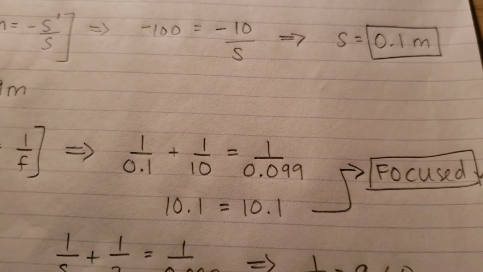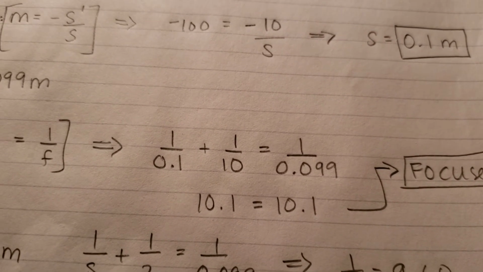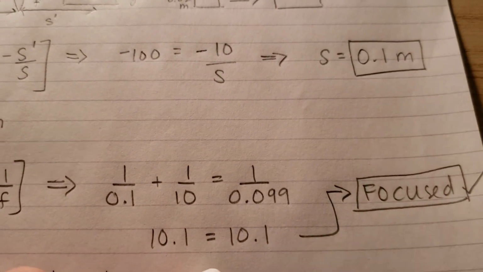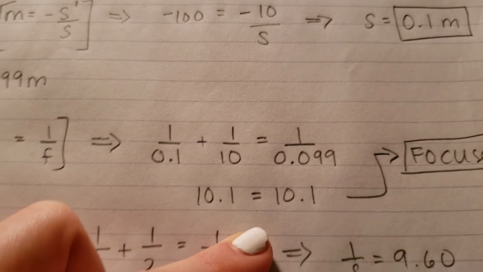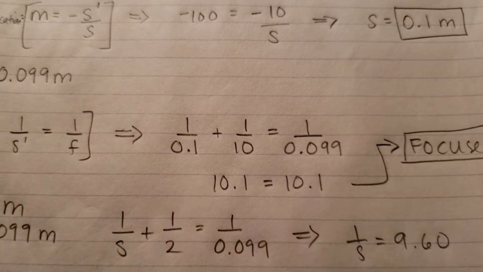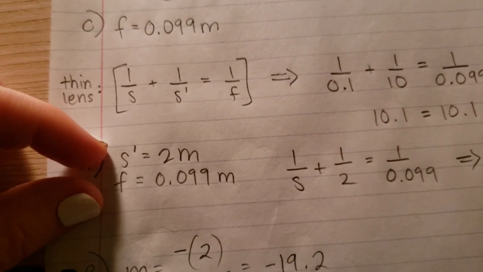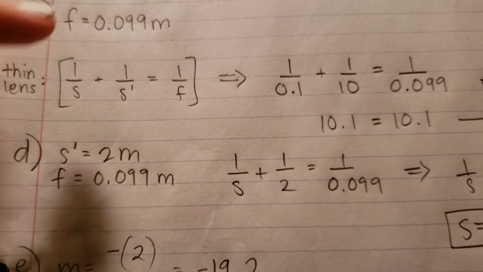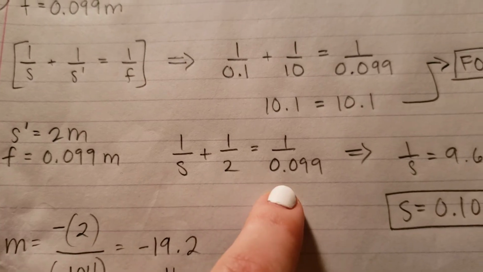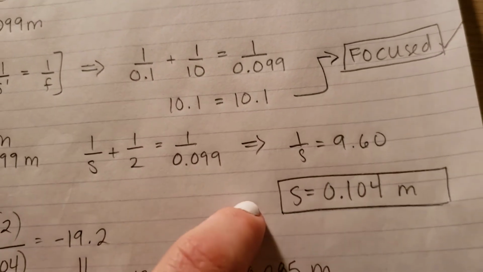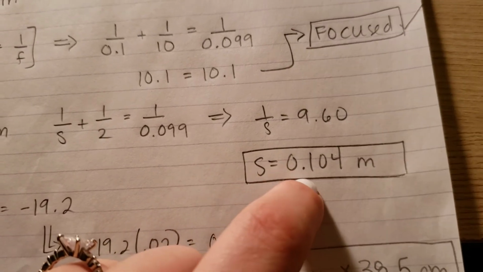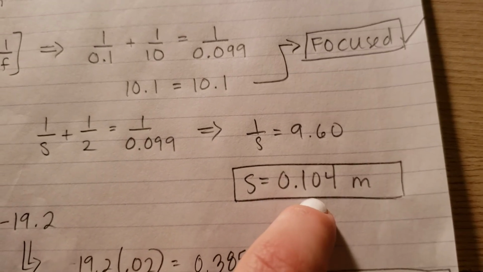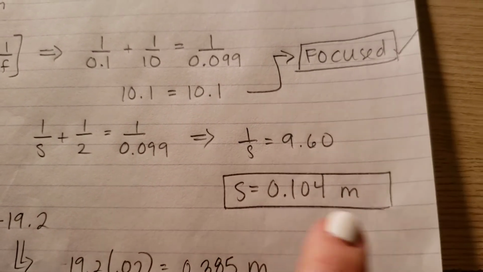And then for part D, they want us to figure out if the focal length of the lens remains fixed at this 0.099, how far from the lens should the slide be placed in order to make a sharp image if the screen is moved to be only 2 meters away. So now our S prime is going to be 2 meters instead of 10 meters. Our F is still equal to 0.099, and we can again use that same equation and just plug in those numbers to find S. And this time we get S equal to 0.104.